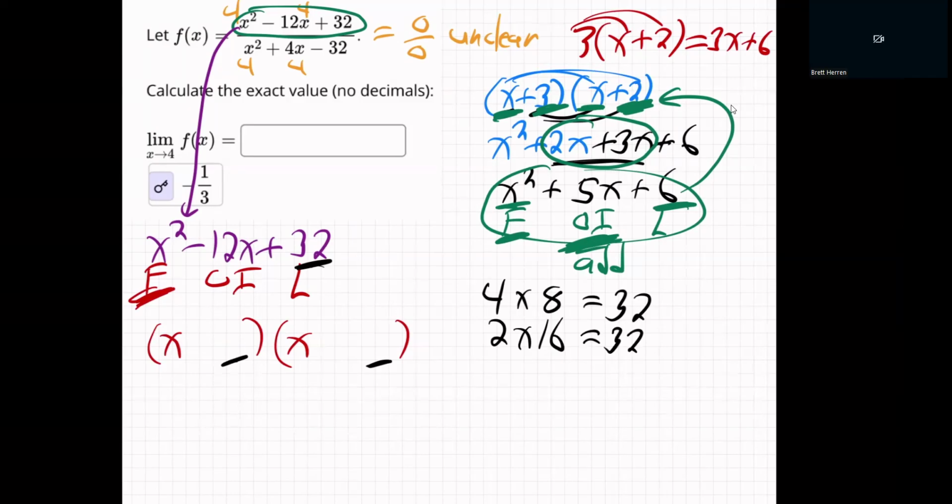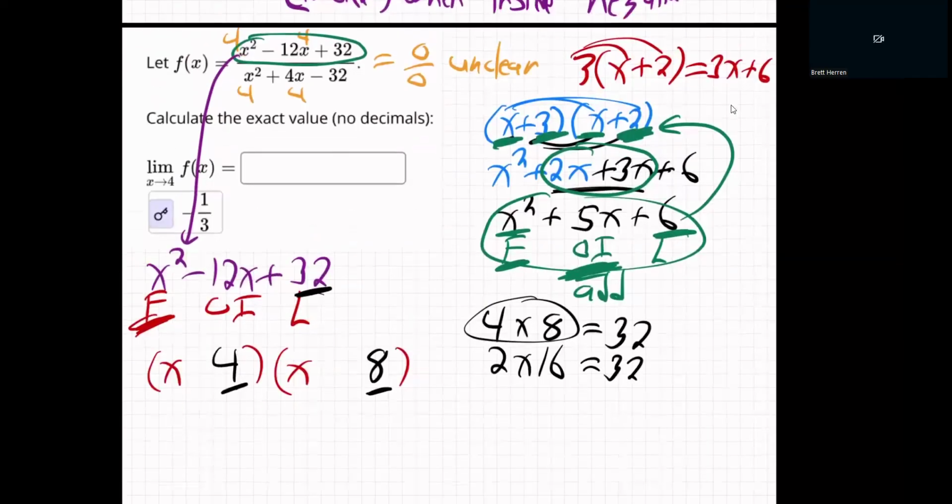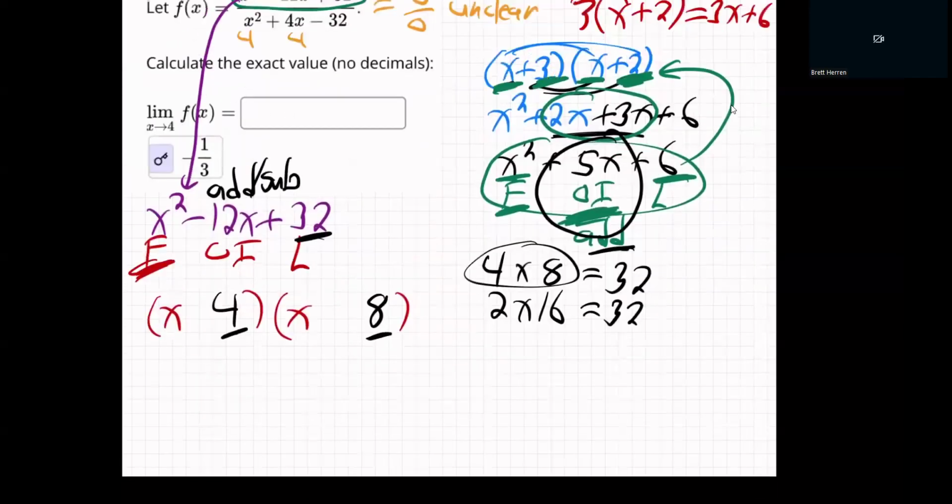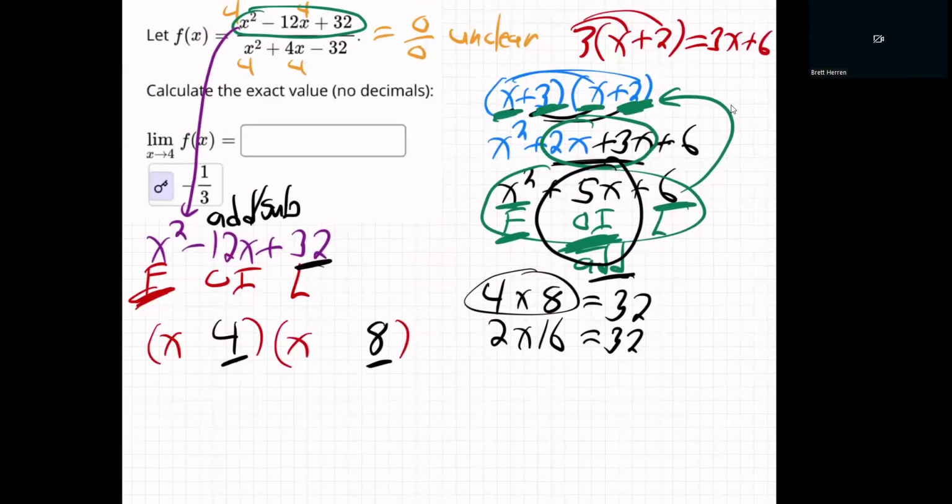And how do I know which of those is going to be it? Well, it's going to be 4 and 8 because we need to remember the middle. You want to add or subtract. When we say add, we mean add or subtract, because if you add a negative, it's subtraction. Remember the middle term comes from adding two things, O and I. So what are the signs going to be? Both negative, because -4 and -8 add to be -12 and they multiply to be plus 32. So there's the factorization of the top.